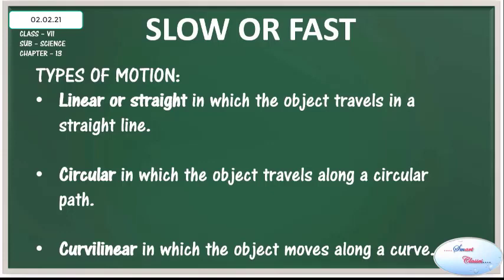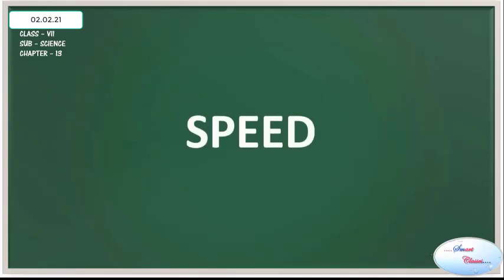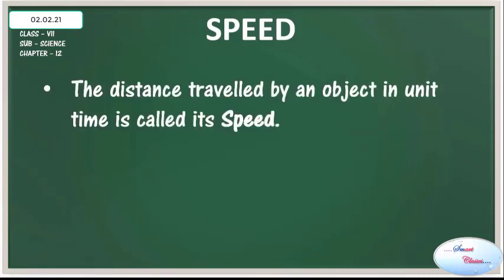But how do we know whether the motion is slow or fast? This we decide by seeing the speed with which the object moves. Now, what is speed? Speed is the distance covered by an object in a fixed interval of time.